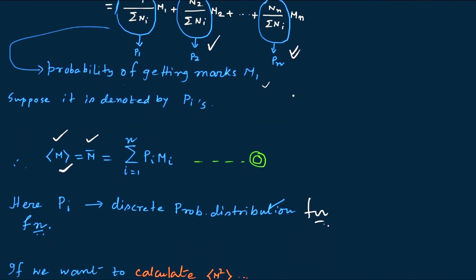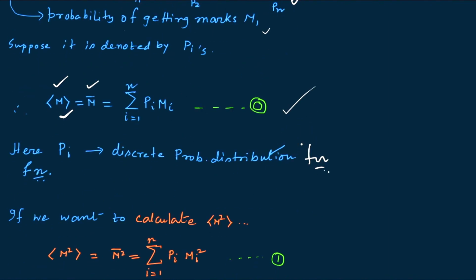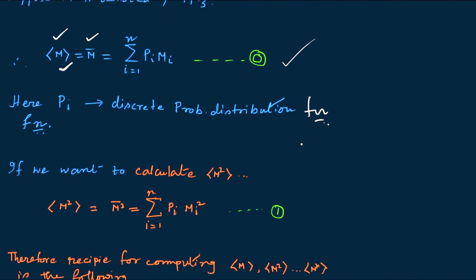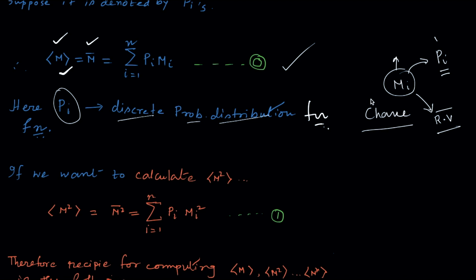Therefore M average, or angle bracket M, can be written as the sum from I equals 1 to N of PI MI. This is our main equation for calculating the mean, and here PI is known as the discrete probability distribution function. And MI is a discrete random variable, because the marks MI can be anything.